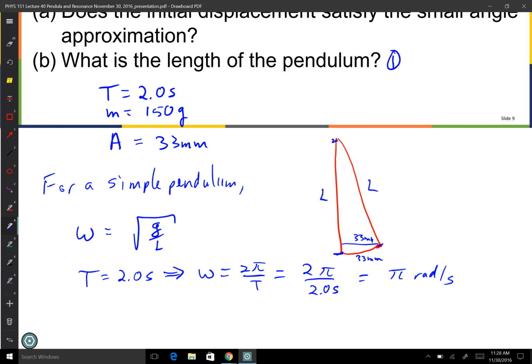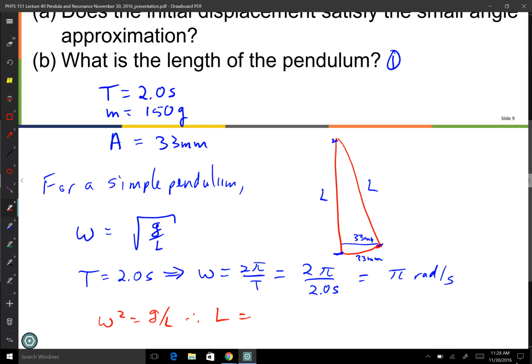So omega was not hard to find here. And once I have omega, then I just solve my equation for L. So squaring both sides, omega squared is equal to g over L. L is equal to g over omega squared, which is 9.80 meters per second squared divided by pi radians per second squared, which is 0.993. And what are my units?